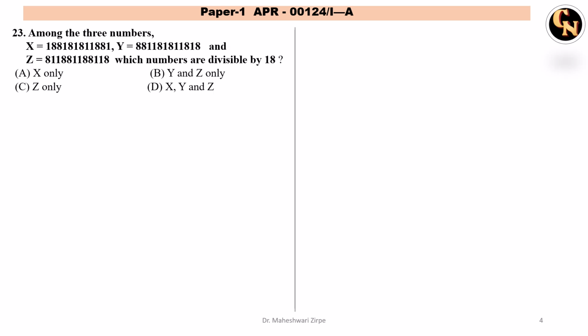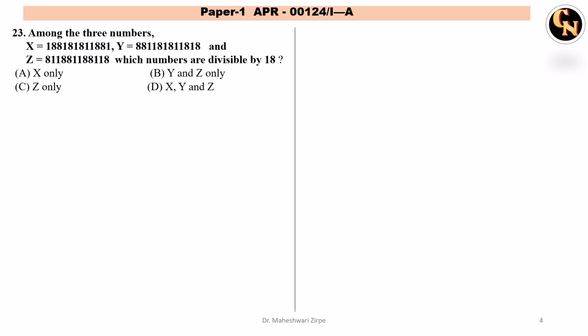Now the next question is, among the three numbers they have given us, what are those three numbers? They are given in terms of x, y and z. So x is a big number, y and z are also given. Which numbers are divisible by 18? So we have to find out whether x is divisible by 18, y is divisible by 18, or z is divisible by 18.